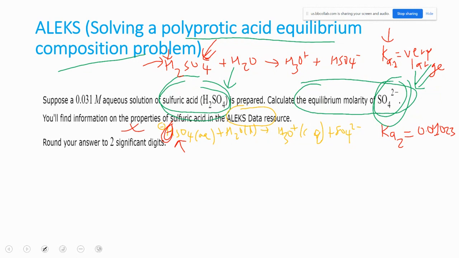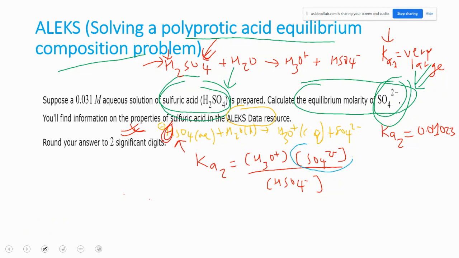Now, let me write my Ka2 setup, how it's going to look, right? My equation is going to look like Ka2 is going to be the concentration of H3O plus times the concentration of SO4 2- divided by the concentration of HSO4 minus. All right, so now the question is, because remember, I have to find the equilibrium molarity of SO4 2-, I have to find the concentration of this. That's my end goal, right?